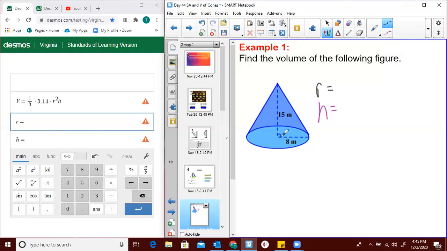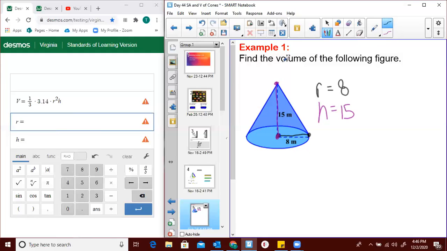So let's just mess with the base of this shape, right? We know that our radius starts in the middle, comes all the way to the side. So in this problem, they give us our radius. We don't have to do any other math. So our radius is going to be 8. There's only one other number, which is our height. Remember, that starts from the point and goes all the way down inside the cone to the center. And that's going to be 15.